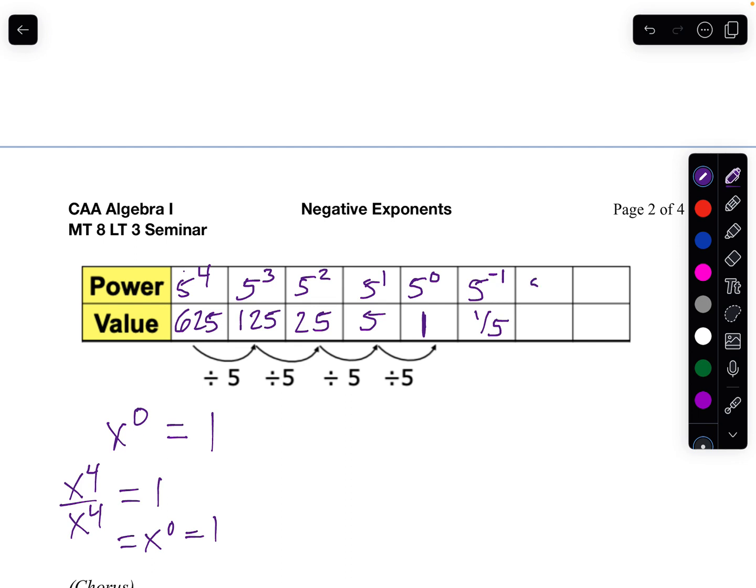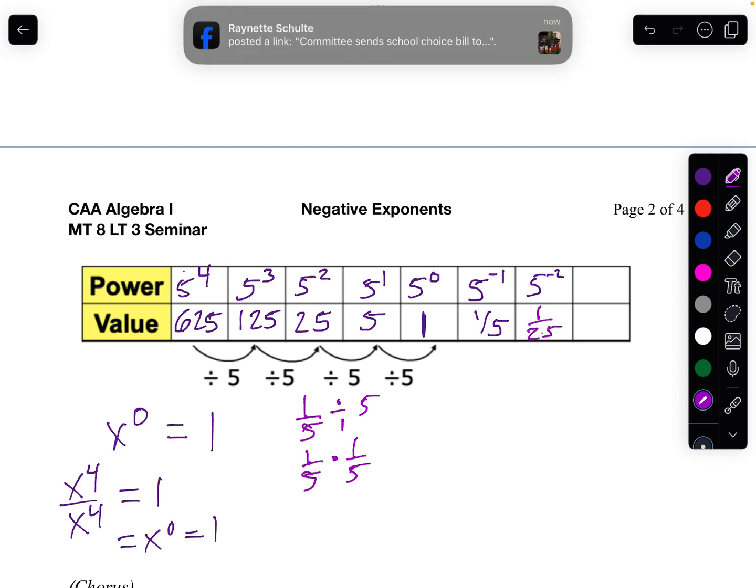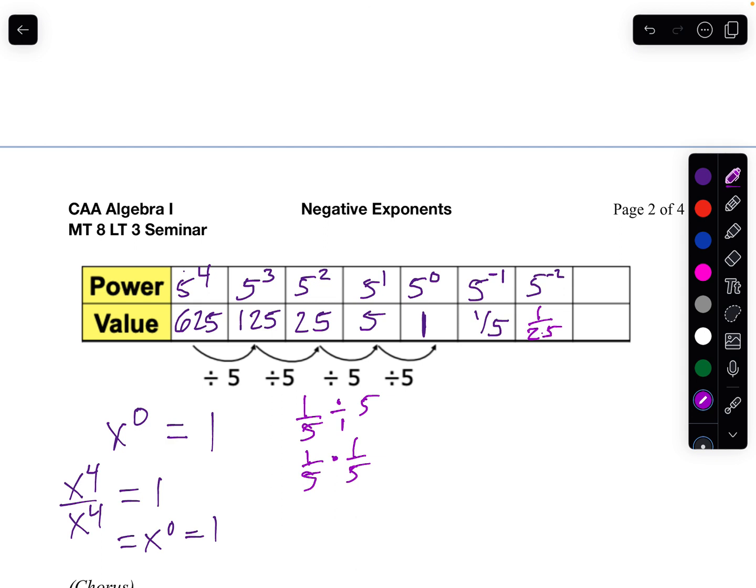5 to the negative 2 power. If I take 1/5 and I divide that by 5, that's 1/5 times 1/5, which is 1 over 25. You see the pattern here? When I have a negative exponent, it's just reciprocal. 5 to the negative second is the reciprocal of 5 to the second. So 5 to the negative third, I'm going to look at 5 to the third, that's 125, that's 1 over 125.